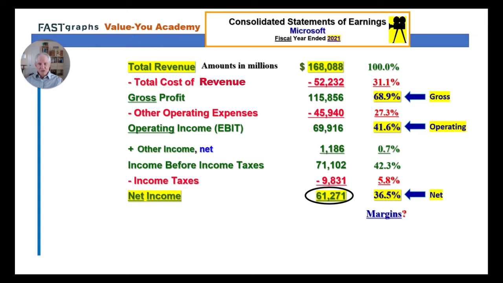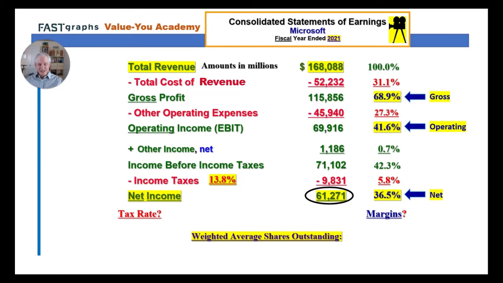So if I was to ask you the tax rate for Microsoft in this fiscal year, you divide 9831 by 71102, and for every dollar of income before income tax, they are paying out 13.8% as their tax rate. You know, the corporate tax rate for the United States is in the low 20s right now, and that's an excellent tax rate. They've got some smart tax accountants that legally use a lot of tax loopholes and other things, loss carry forward, accelerated depreciation, and so forth, to keep their taxes down legally.